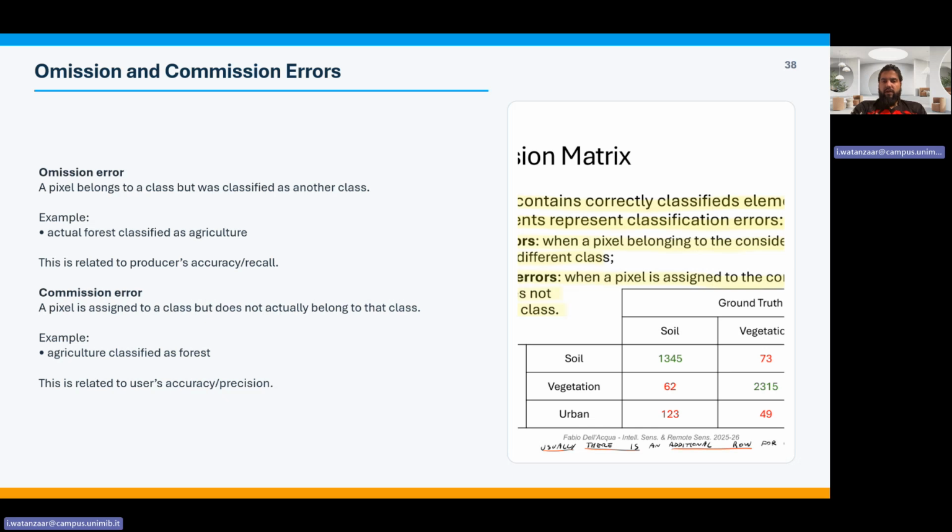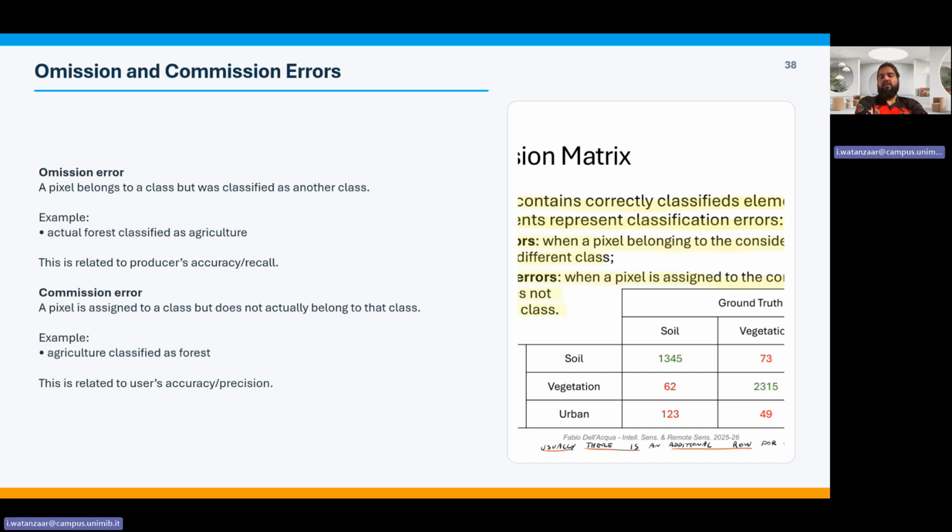Here, two really important concepts are the omission and commission errors. In simple terms, they are interrelated but have a minor difference. We need to understand them with more precision, because omission means omitting and commission means committing. An omission error is when a pixel belongs to a class but was classified as another class.